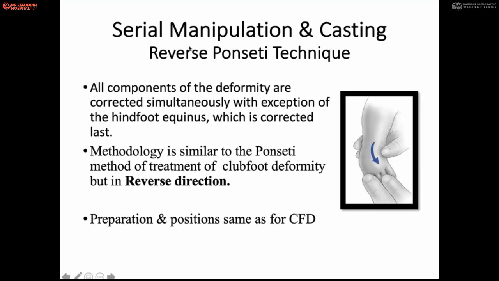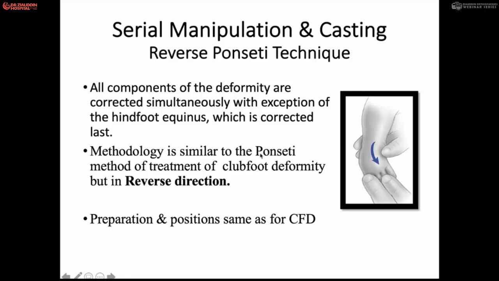So the serial manipulation and casting technique is called the reverse Ponseti technique, most commonly used, and it is called the Dobbs method of serial manipulation. Here, all the components of the deformity are corrected simultaneously as we do in the clubfoot, with the exception of the hindfoot equinus correction, which is corrected last, as in the clubfoot deformity. Because in this deformity, the tendo Achilles has more fibrous tissue as compared to cellular tissue. Therefore, we have to reduce the talonavicular joint first, and later do the Achilles tenotomy.